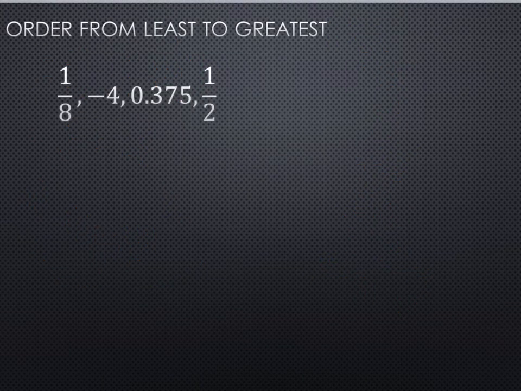We need to order these from least to greatest, alright? So, there's no adding, subtracting, but we need to order these from least to greatest. The easiest way to do this is to convert everything to a decimal. The way we convert a fraction to a decimal is we take that numerator, 1/8. 1 is my numerator, 8 is my denominator, and we divide.